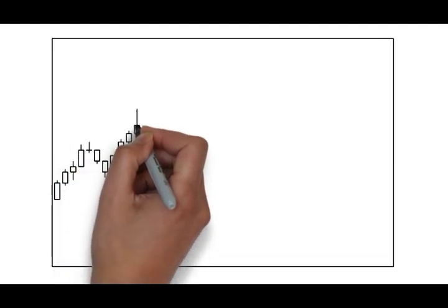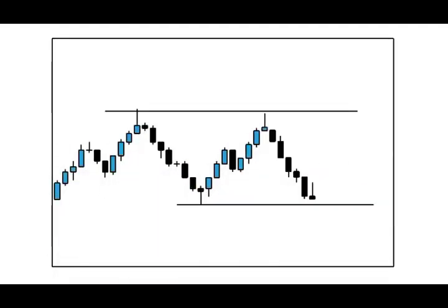Let's take a look at how a shooting star forms. The session started with strong bull pressure. They drove the price up, but the new high was rejected by bears who managed to push the price back down. The reversal signal gets even stronger when bears push the price lower than the open and close at the session's low.